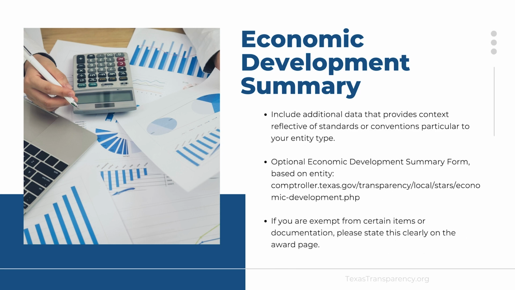The type of information to include in the summary will differ depending on whether your entity is a local government, school district, or a special purpose district. You may wish to include additional data that provides context reflective of standards or conventions particular to your entity type. There is also an optional economic development summary form on our website. It's located in the summary section under each entity type. For the Economic Development Award, please note that certain criteria do not apply to your specific type of entity. If you are exempt from certain items or documentation, please state this clearly on the award page.